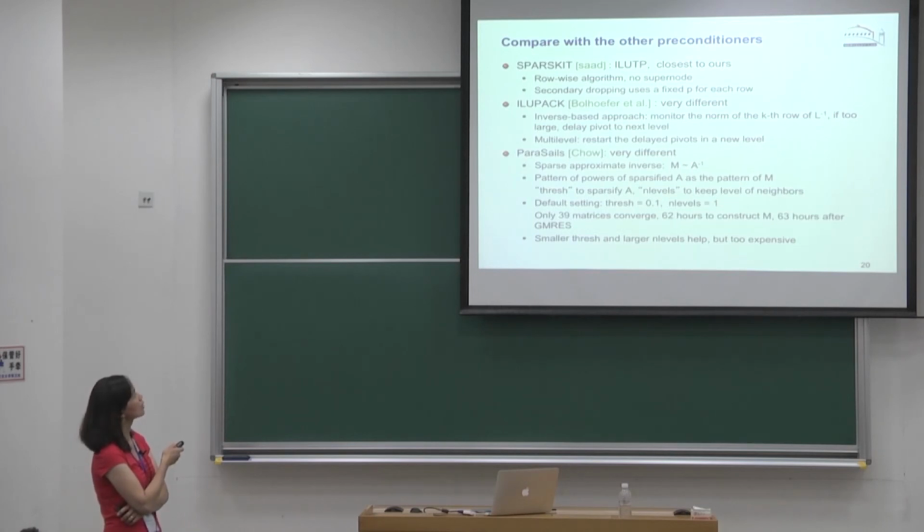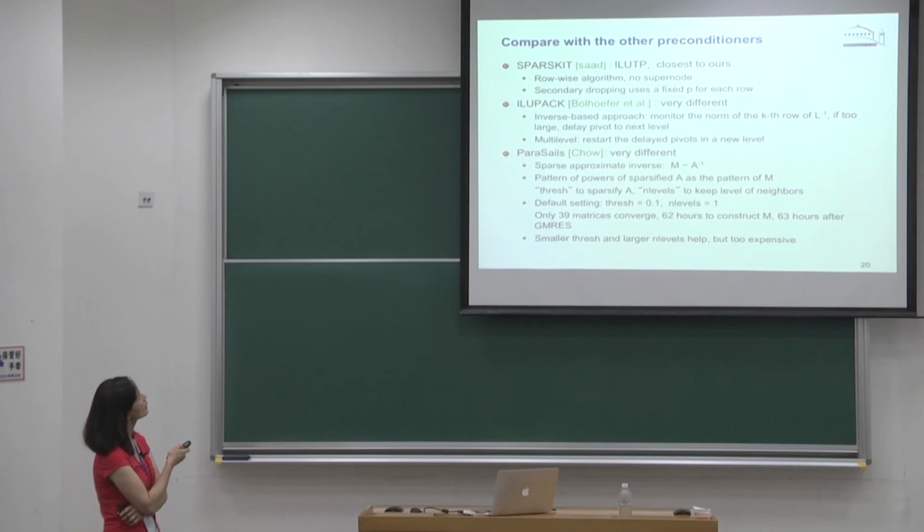It's SPARSKIT. It includes, in addition to ILU, a number of iterative solvers. Essentially, most of the algorithms in his book were implemented in this code, SPARSKIT. So if you Google search, you'll find it. And the algorithm is a row-wise algorithm. There's no supernode. Then the secondary dropping uses a fixed constant p for each row. And there's this multi-level ILU scheme, which is very powerful also.